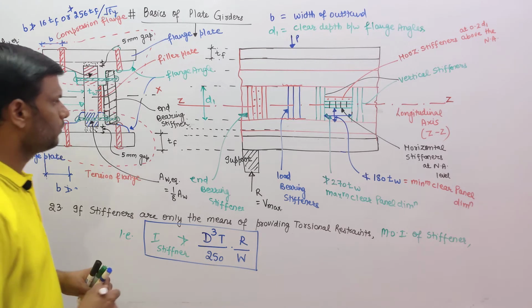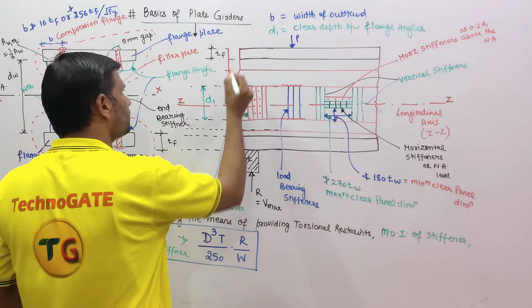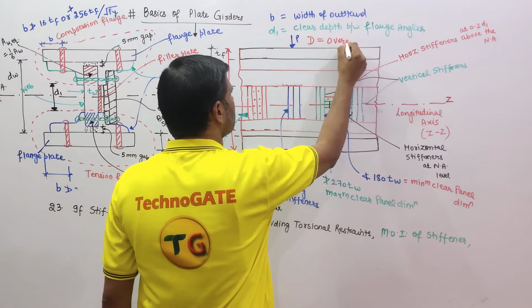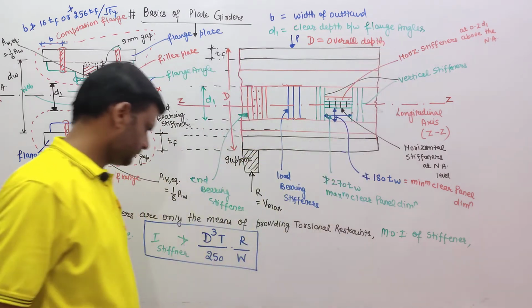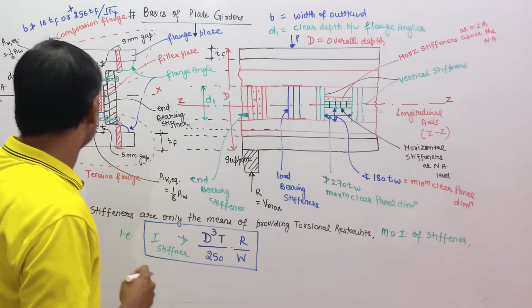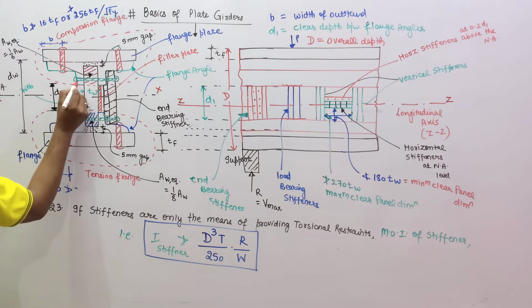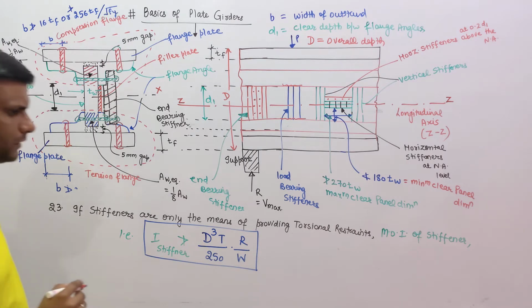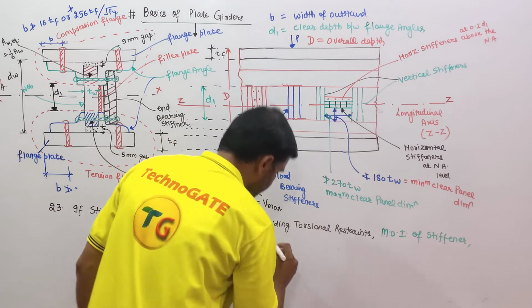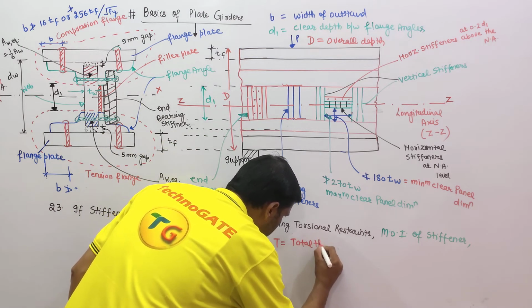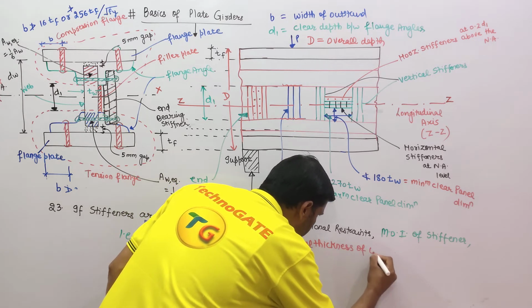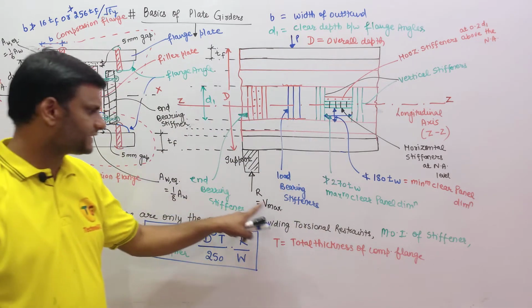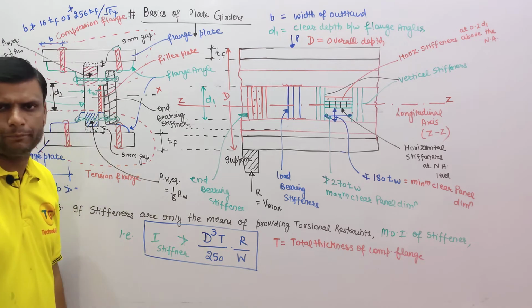Whereas capital D is the overall depth. T is the total thickness of the compression flange, from here to the distance where the flange angle finishes. T is the total thickness of the compression as well as the tension flange. R is the maximum support reaction and W is the total superimposed load that we had discussed.